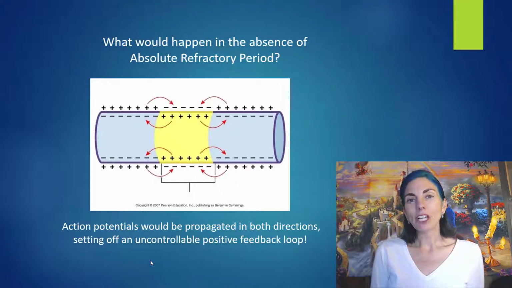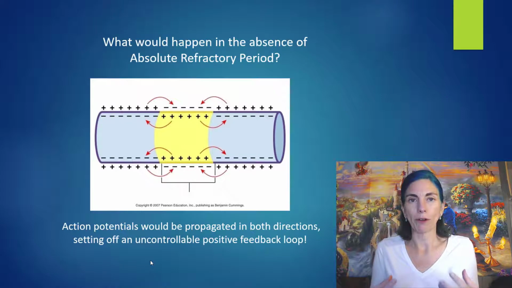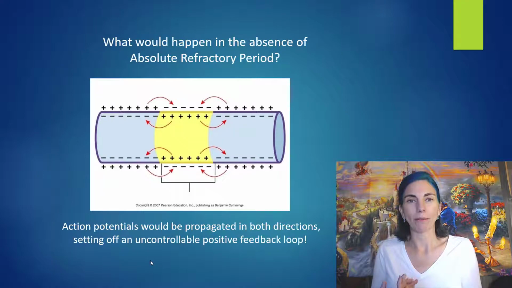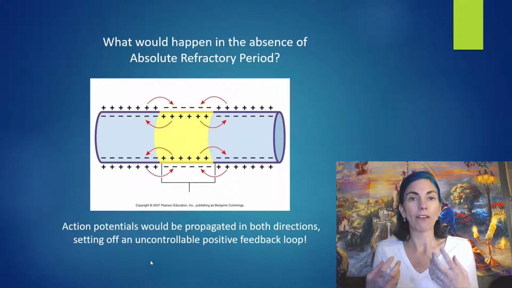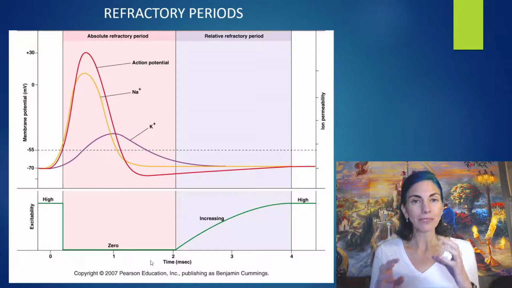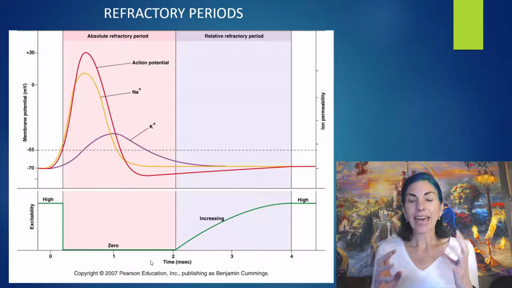So now let's talk about the mechanics. Why does the absolute refractory period exist? I mean, we know the value of the absolute refractory, but what are the mechanics? What's actually preventing a section of membrane from engaging in a subsequent action potential? And the answer has to do with the sodium gate.